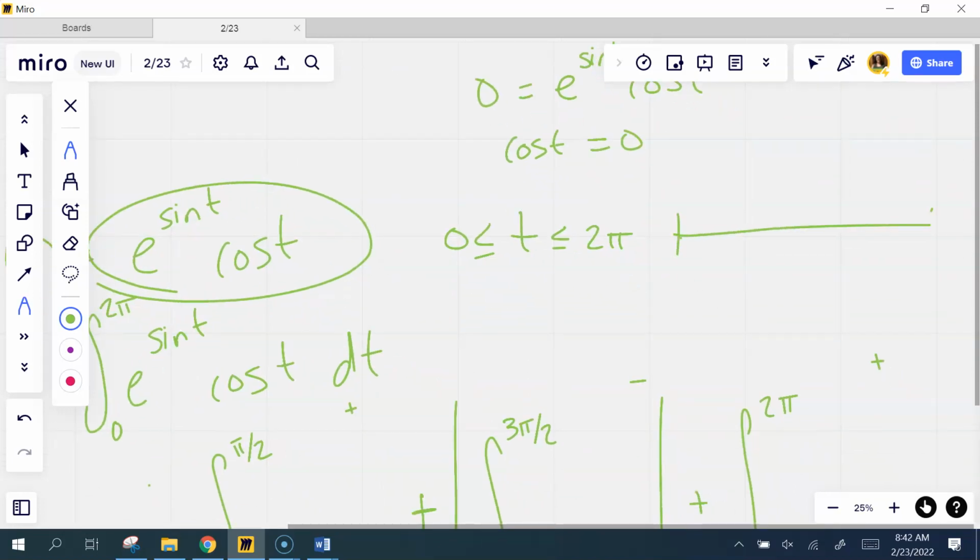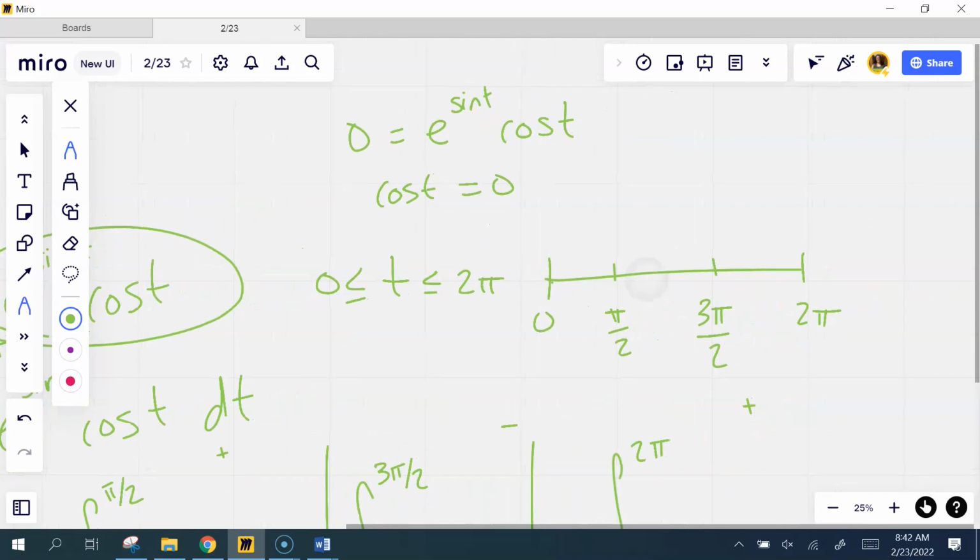So I'm going from 0 to 2 pi, pi over 2, 3 pi over 2, and 2 pi, right? Those are all the places where cosine is 0. Now I need to know when is it positive and when is it negative. Well, this is always going to be positive. Do you agree? Okay, because I'm raising e to something, and nothing I can raise it to is going to make it negative.